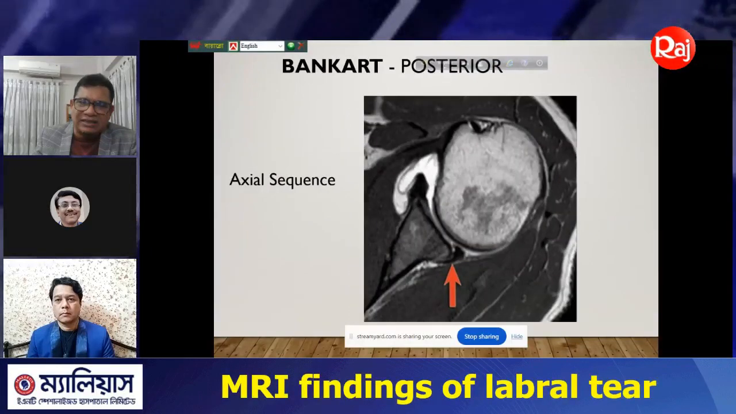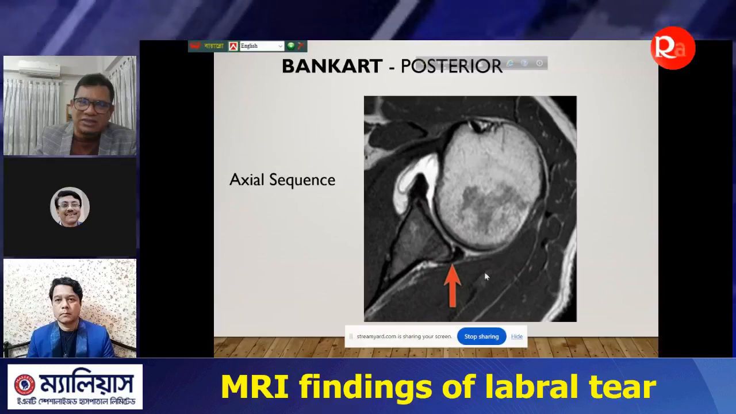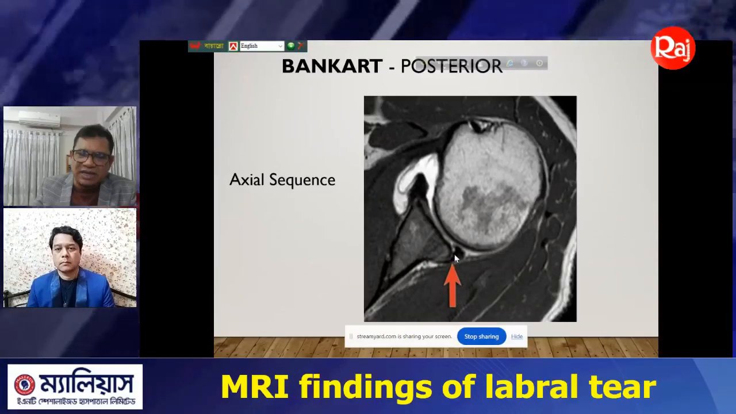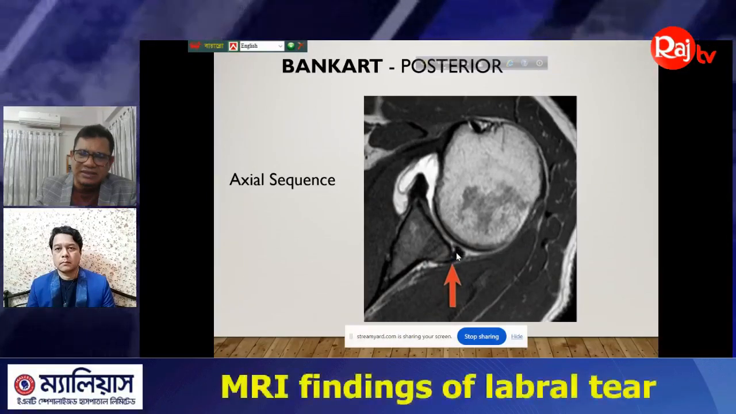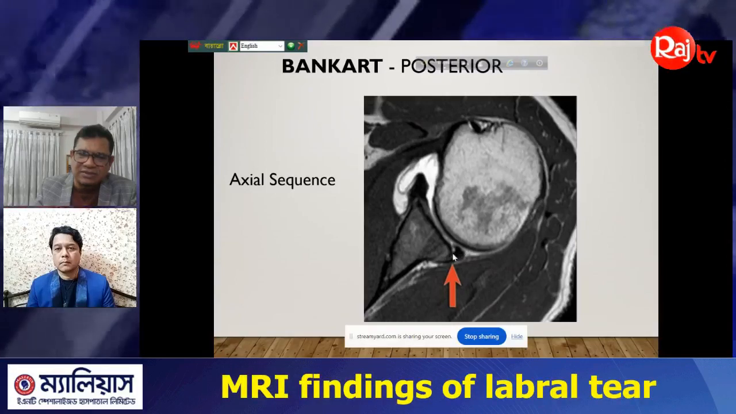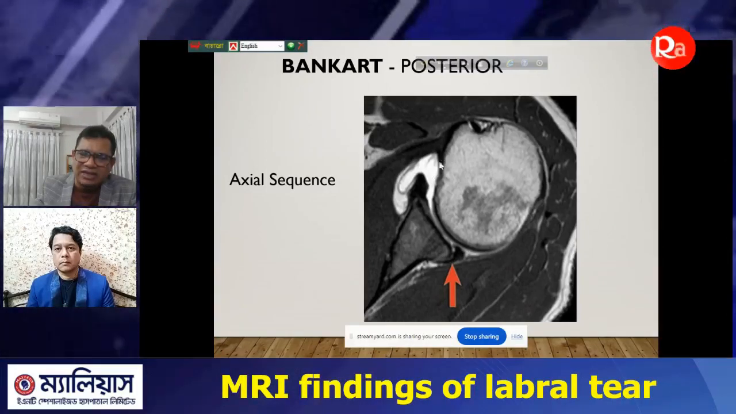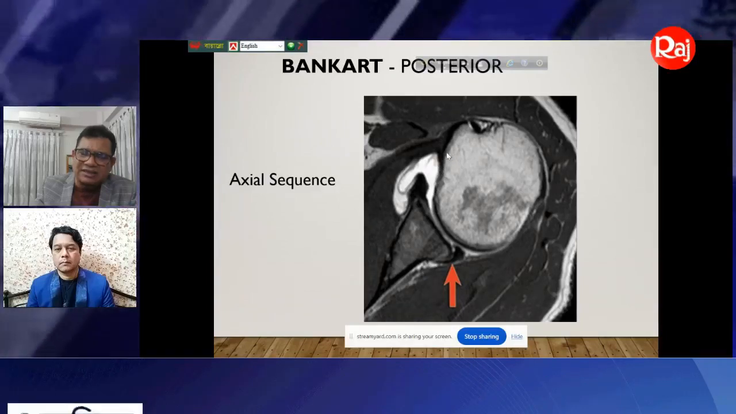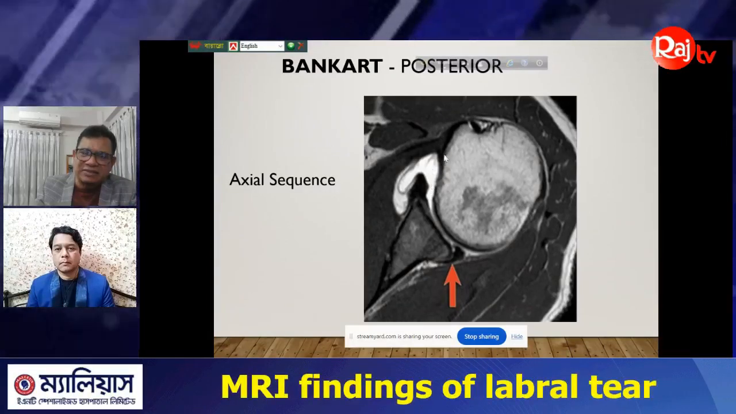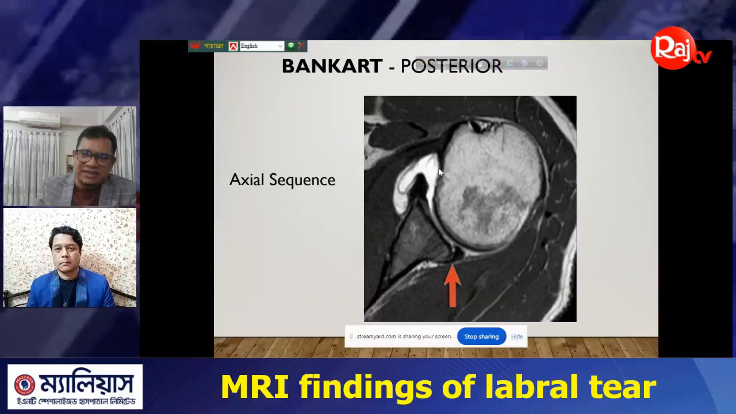And also another case of posterior Bankart lesion, or reverse Bankart lesion. This shows signal changes in the posterior labrum, and there is an impression of the humeral head at this level. That is a reverse Hill-Sachs lesion. We can see the reverse Hill-Sachs lesion here.